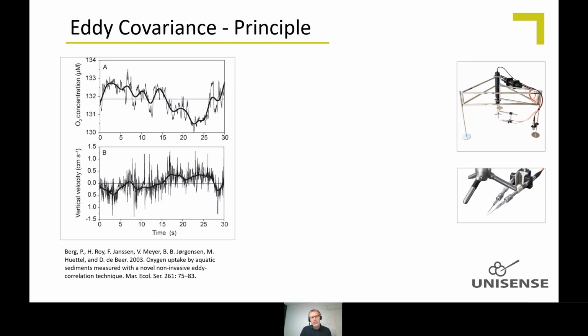I show this here because this shows the opposite actually. So this is a heterotrophic sediment. Here the oxygen concentration is highest when the flow direction is towards the sediment. When the flow is from the sediment and up, then oxygen concentration is lower because oxygen has been consumed when the water was in touch with the sediment.